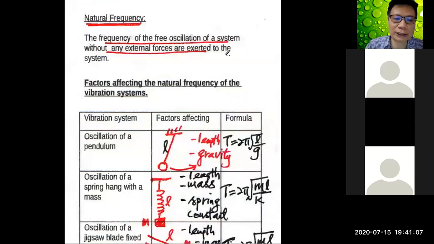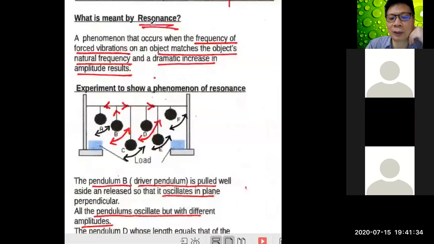What is natural frequency? Natural frequency is something that oscillates on its own without any external force. Usually pendulums having the same length will have the same natural frequency. When they have the same natural frequency, it tends to result in resonance. Do you all remember what resonance is or not?